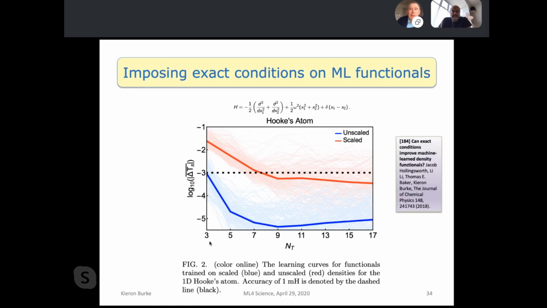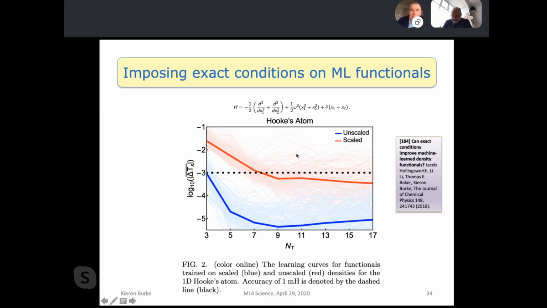Okay. Now, taking a sort of step backwards, trying to figure out what's going on with this density functional. John Perdew was asking about, well, we use these exact conditions in DFT to improve the functionals. Can we improve machine learned functionals with exact conditions? So what we're doing here is, let's see, we have this Hooke's atom, which is 2 electrons in a parabolic well. And we use this scaling trick, making the kinetic energy scale quadratically with the coordinates. We know it must do that exactly.